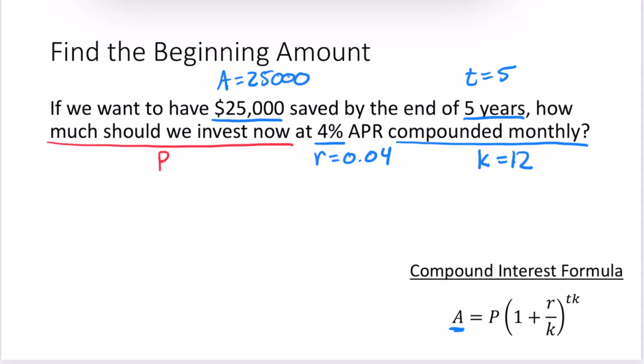So to calculate this, let's just substitute the values we know into the formula. So we would write 25,000 equals P times 1 plus R, which is 0.04 divided by 12, raised to an exponent of 5 times 12. So to simplify this equation, I need to make sure that I follow order of operations. So order of operations says that I simplify the stuff inside of parentheses first.